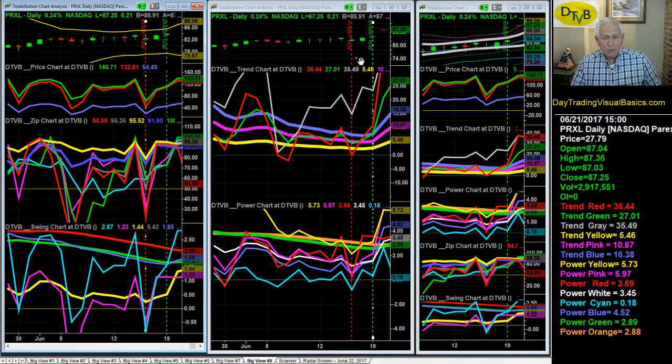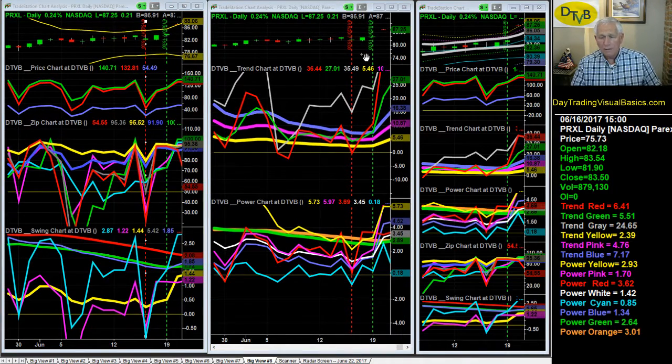Now, the next day, the green candle between the red and the green vertical line has a high of 83.54 and a low of 81.90. So the range on it looks like it was about $1.60. The candle body opened at 82.18 and closed at 83.50, which is about $1.30. And so the red vertical line has all the conditions for a gap up. The candle did not gap, but what it did do is go up $1.30.